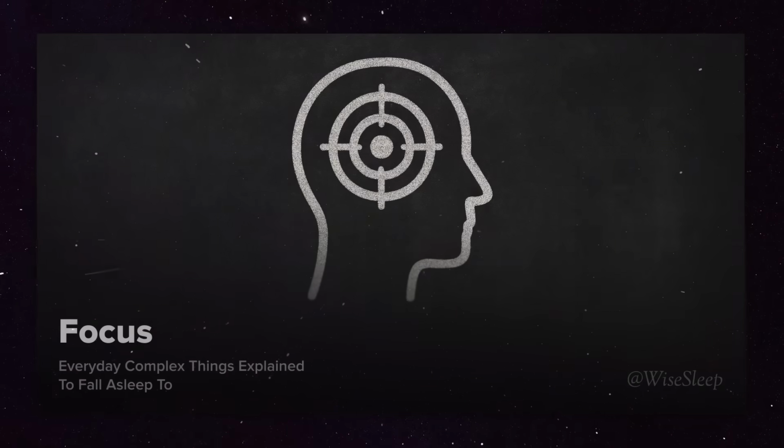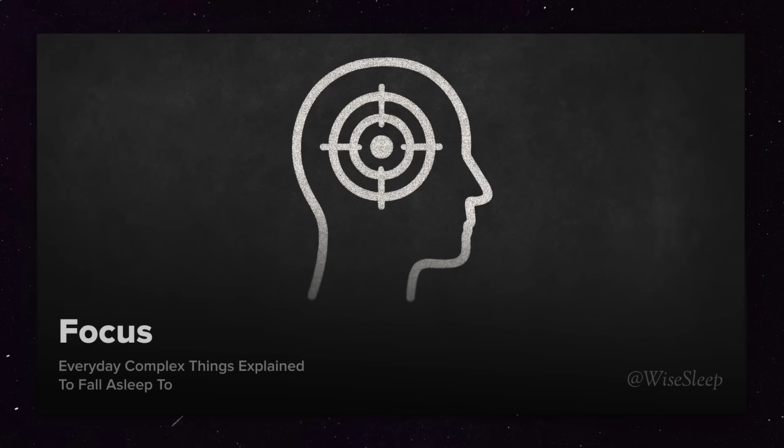Focus. You're trying to read a message, finish a task, or follow along with a conversation, and your ability to do that depends on focus. Focus is your brain's way of selecting one thing to pay attention to while filtering out everything else. It's how you block out background noise when listening to someone talk, or stay on a task even when your phone lights up. Without focus, even simple activities become harder to complete.